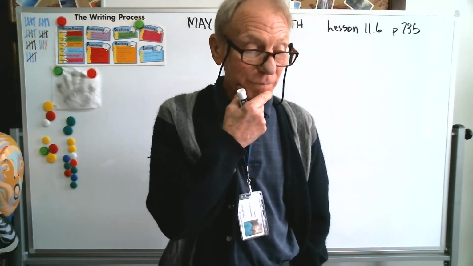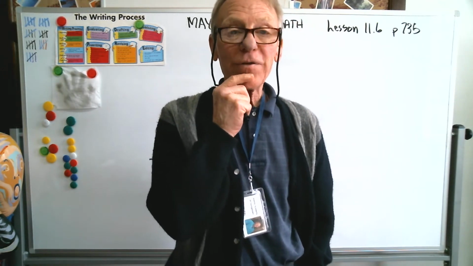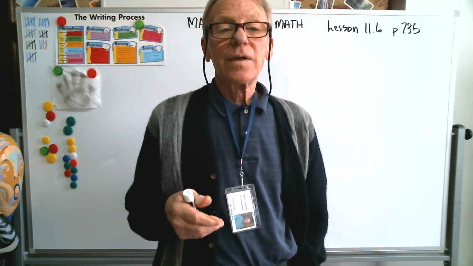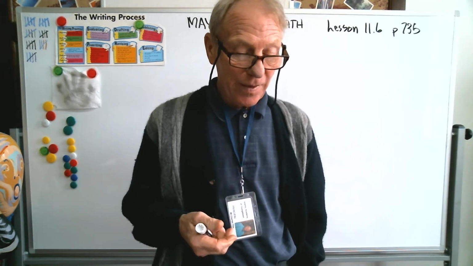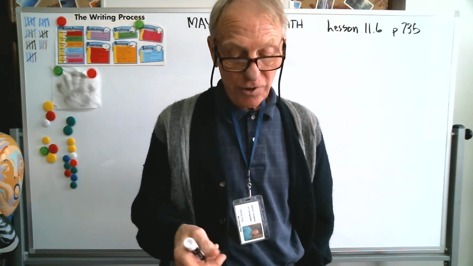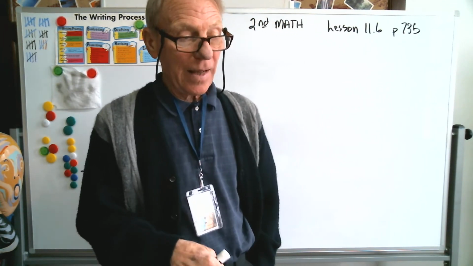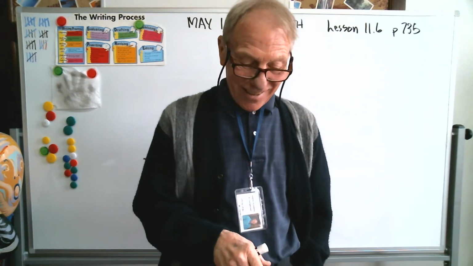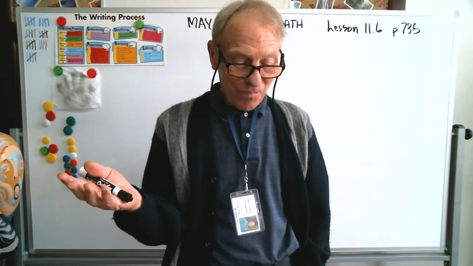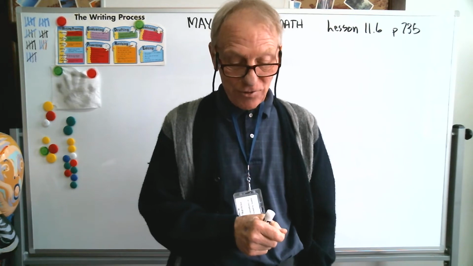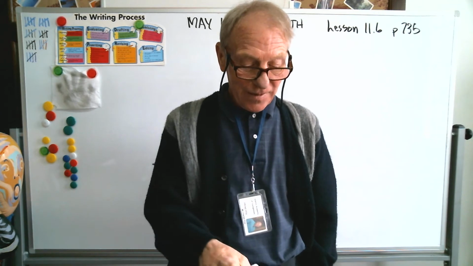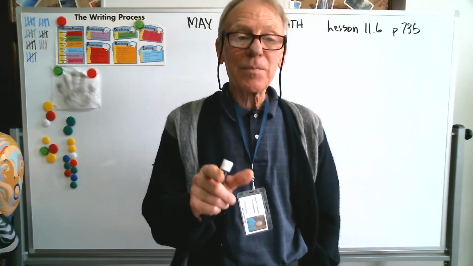The lesson today is 11.6. It's on page 735 in your math workbooks. And it's all about sorting two-dimensional shapes. Now on page 735, it says make the shape with the pattern blocks, draw and color the blocks you use. And I keep looking at this and I have no idea what they want you to do with these. What I do know is the shape that you see on page 735 and those three different illustrations is a picture of a trapezoid.